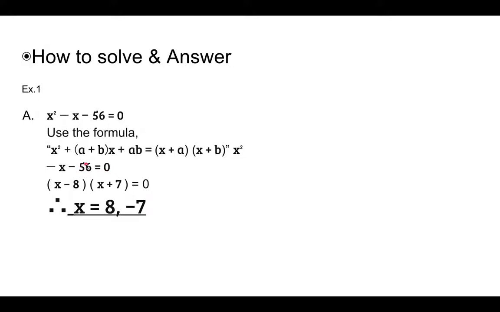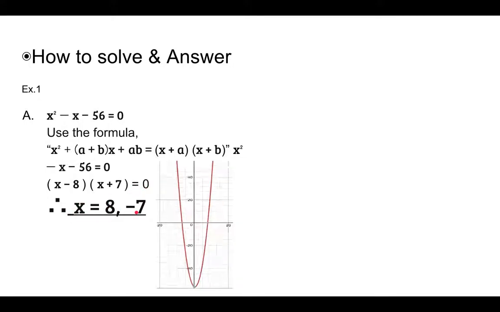So you should think about two numbers. If two numbers multiplied together make negative 56, but added together make negative 1, then that is minus 8 and plus 7. So you can set each factor equal to 0: x minus 8 equals 0, and x plus 7 equals 0. So the value of x is 8 and negative 7. The graph is this one.